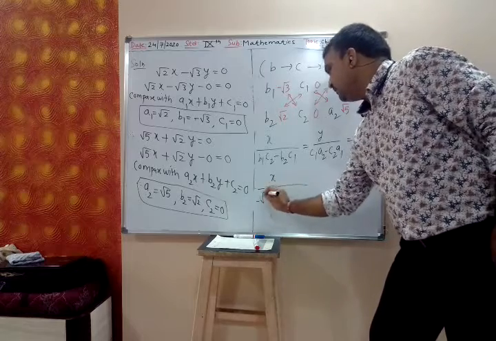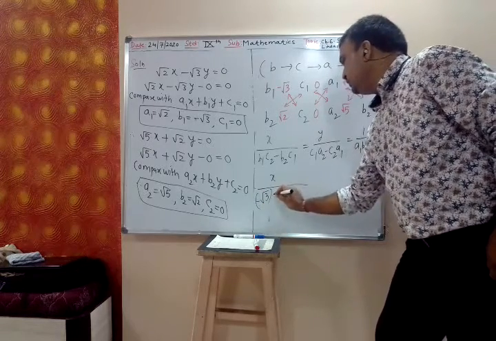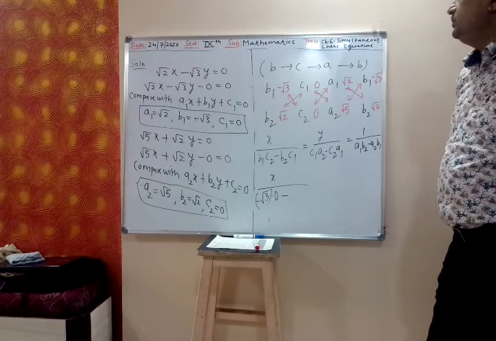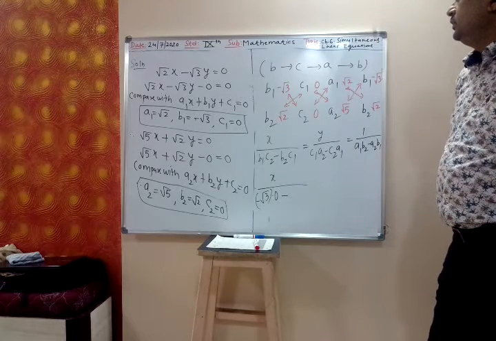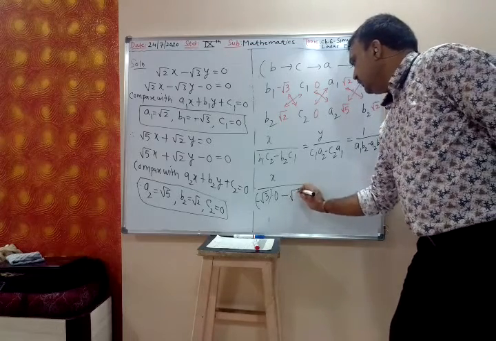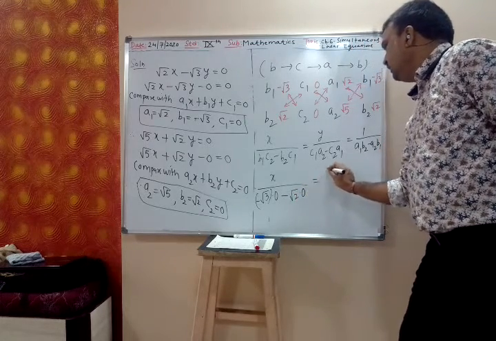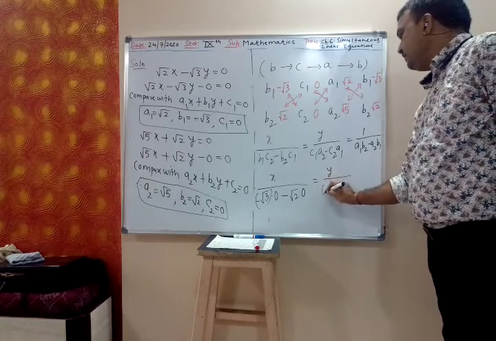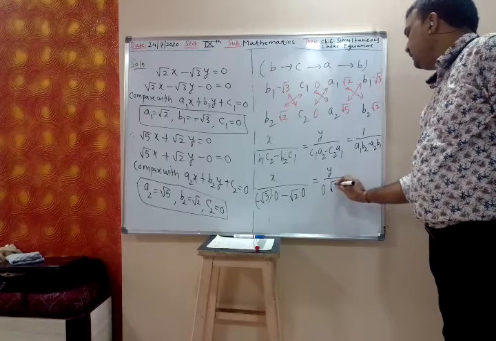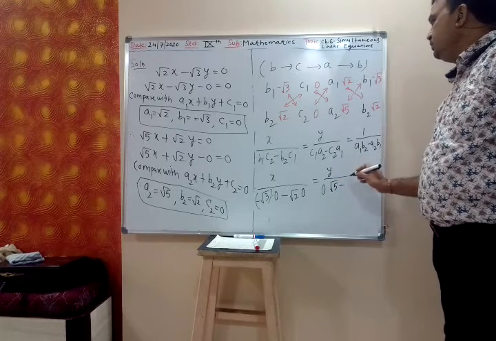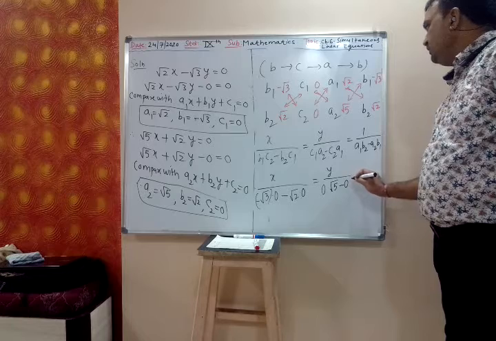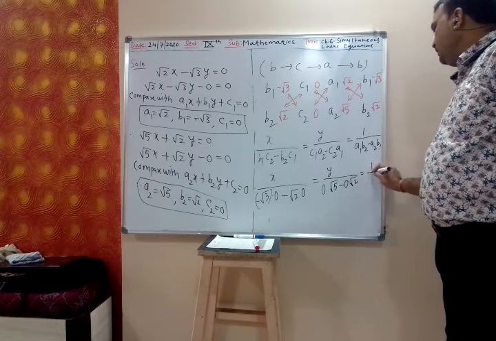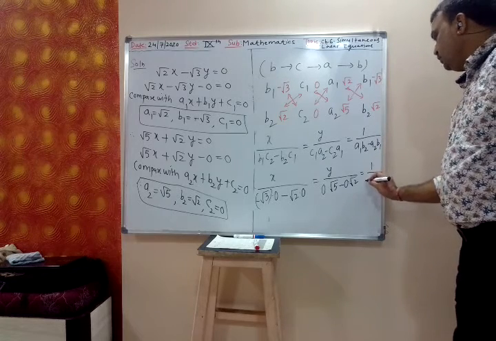b1 is minus root 3 into c2. c2 is 0, minus b2, b2 is root 2, into c1. c1 is 0, is equal to y upon c1 a2. c1 is 0, a2 is root 5, minus c2 a1. c2 is 0 into a1 which is root 2, is equal to 1 upon a1 b2, root 2 into root 2.